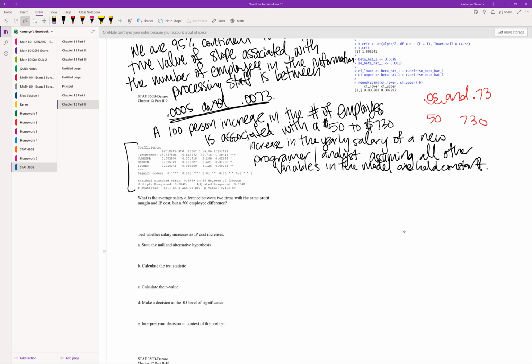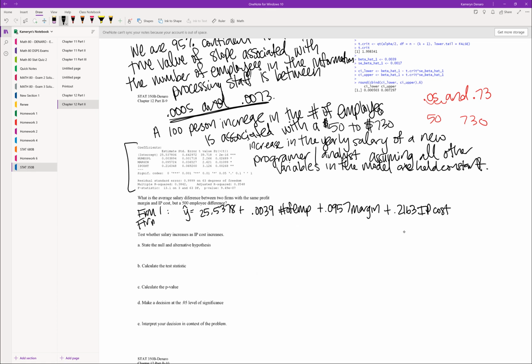So let's do firm one. Firm one, that's Y hat equals 25.5378 plus 0.0039 times the number of employees, plus 0.0957 times the profit margin, plus 0.2163 times the IP cost.